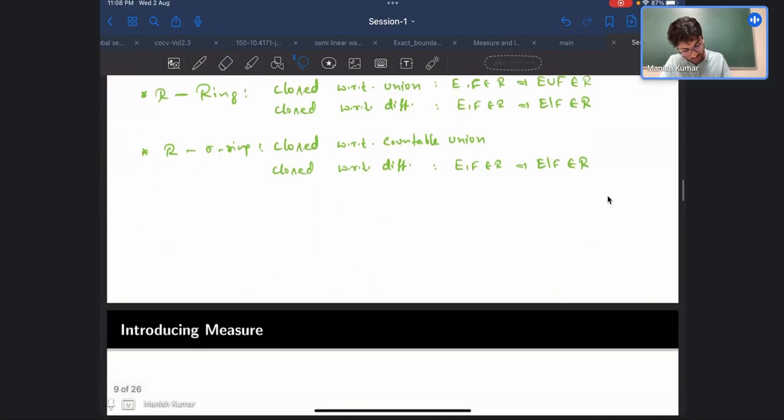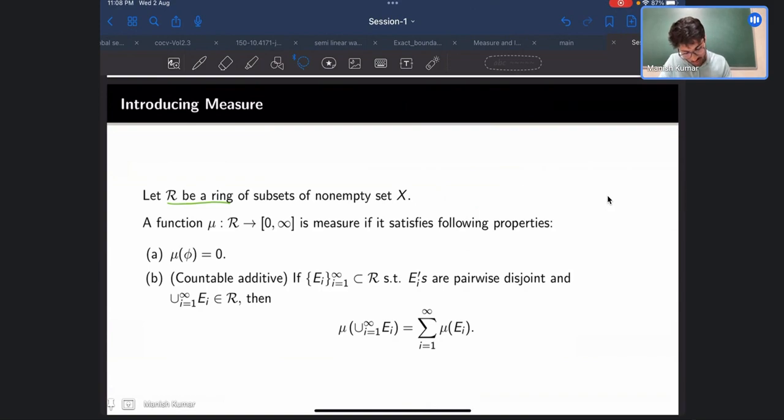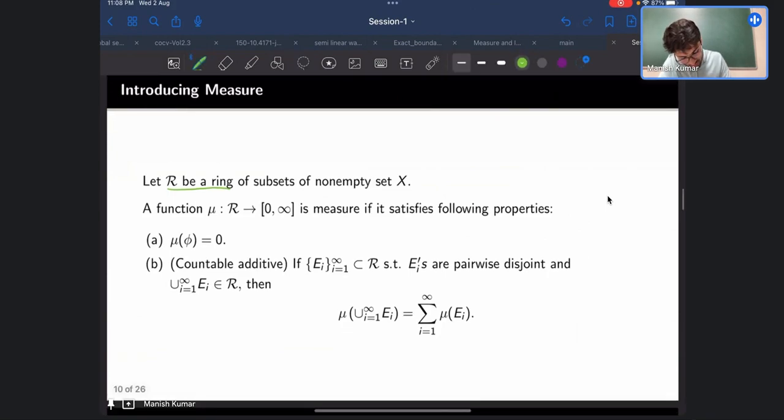Sigma ring: closed with respect to countable union. Okay, so now we will define the measure. Suppose you have a ring R of subsets of a non-empty set X. The function mu, defined on the ring R, from R to [0, infinity], is said to be a measure if it satisfies the following properties.